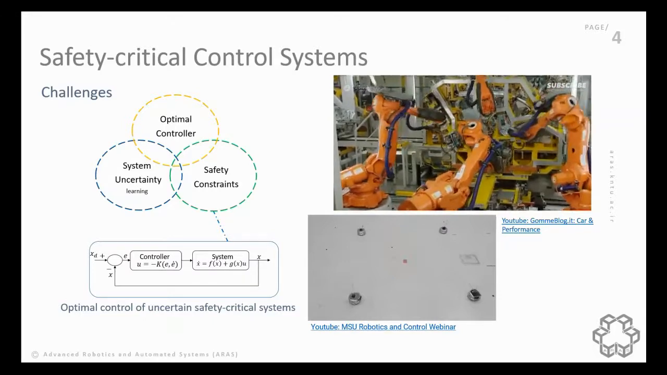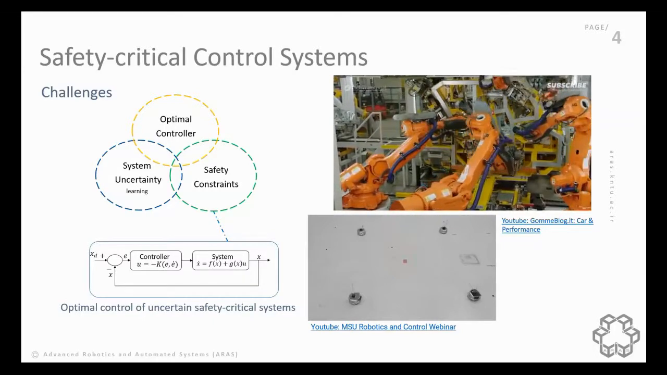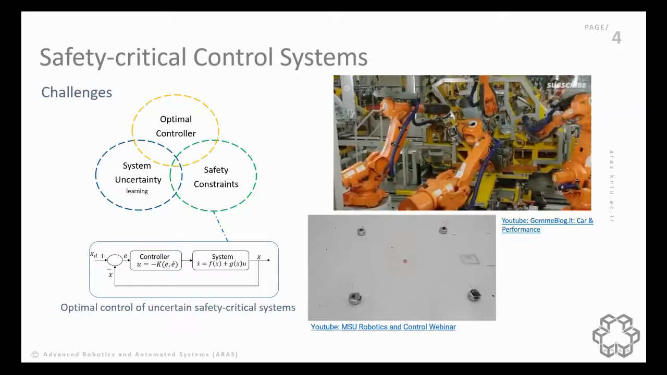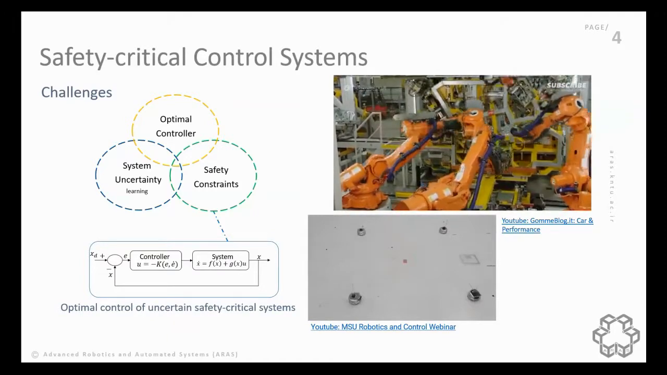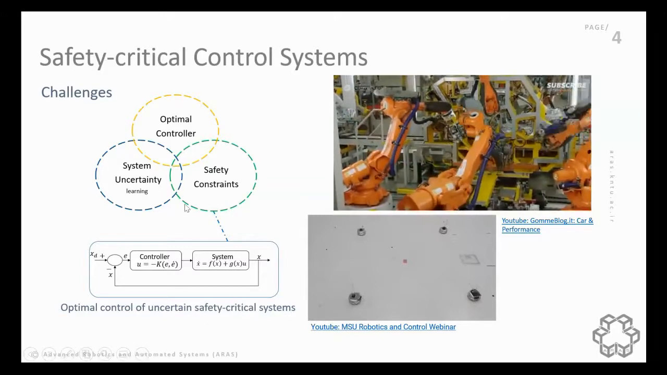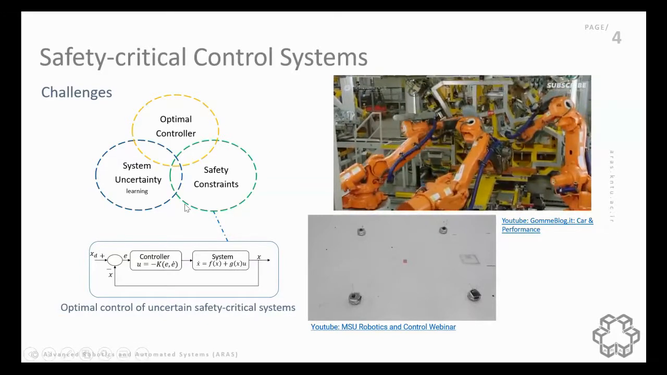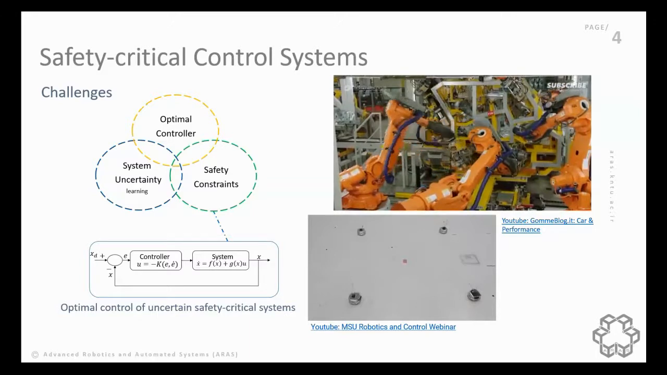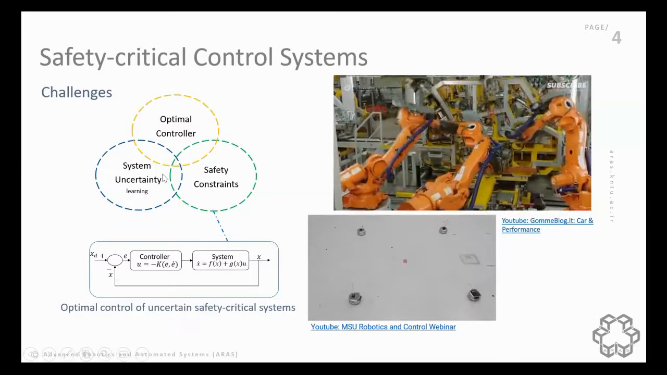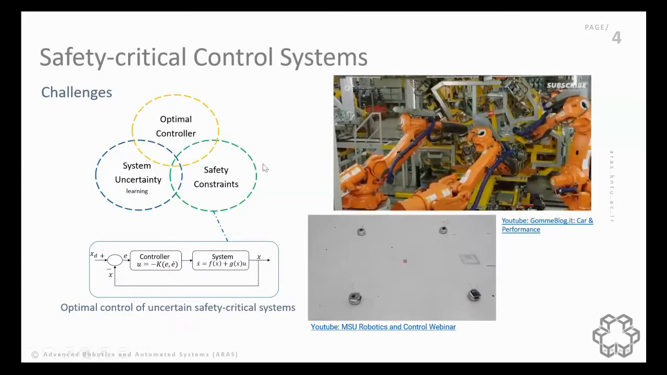We have other challenges like designing an optimal controller, which is not always an easy problem to solve, and this becomes more challenging when we have system uncertainty, or when our knowledge about the system is not accurate. These challenges are the main topics that will be covered in this presentation. And to address the optimality and system uncertainty, we're going to use reinforcement learning.